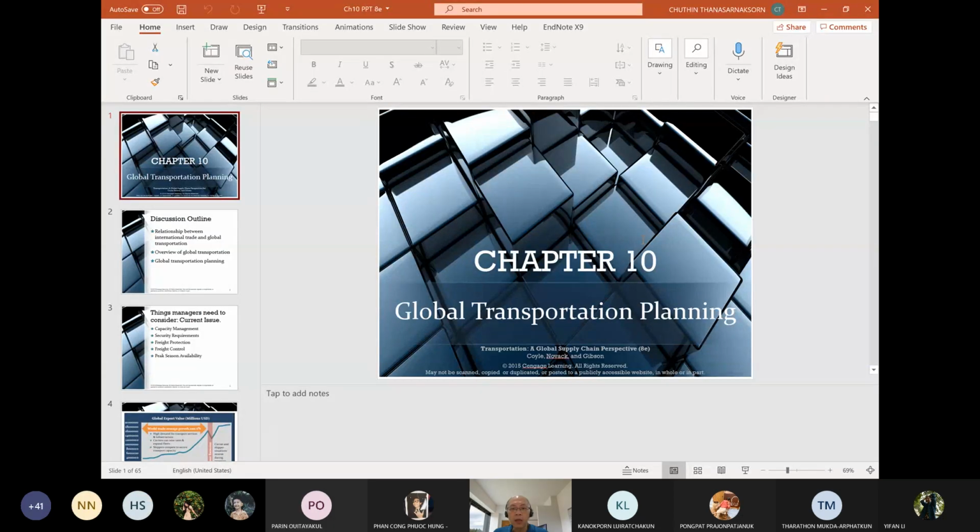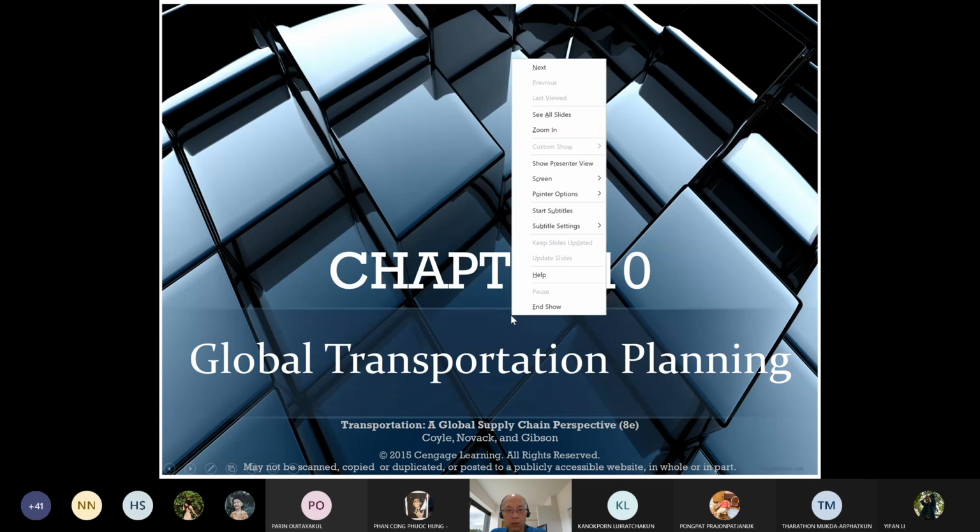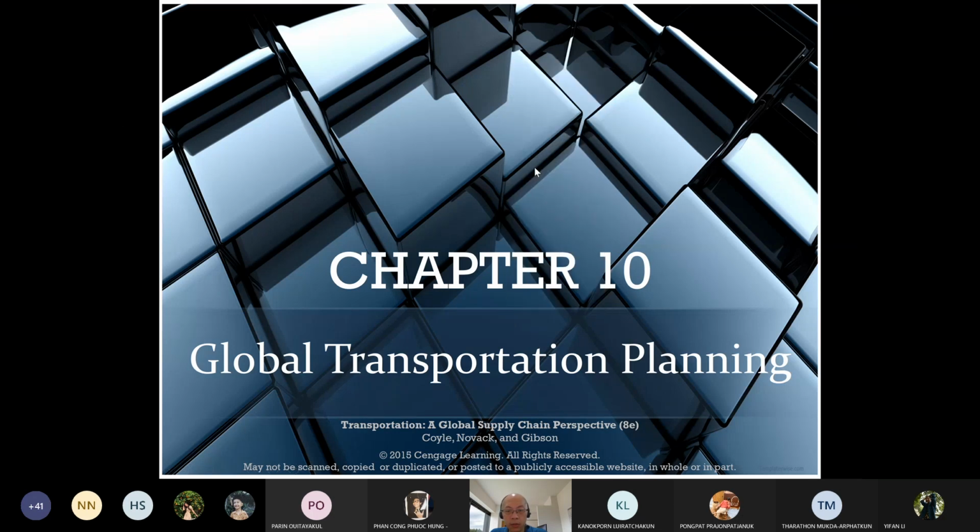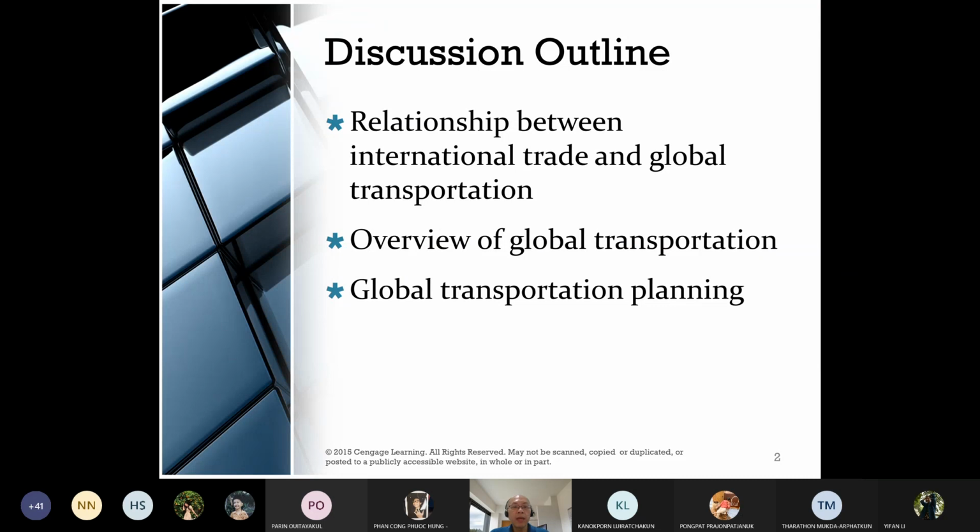Chapter 10, global transportation planning. Discussion outline. There are just three main topics here. Relationship between international trade and global transportation, and then overview of global transportation and global transportation planning. In planning, there are so many things that you need to plan.